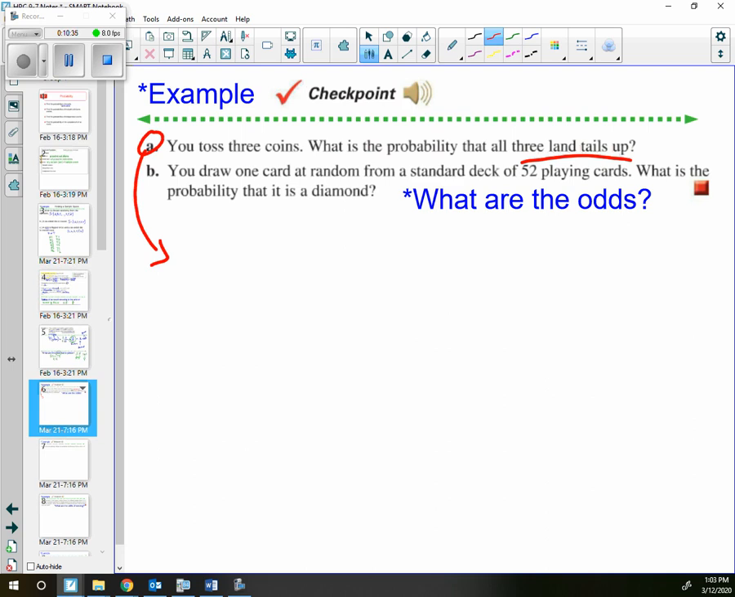So we look at the total number of ways, and we would say on the first toss, I have a 1 out of 2, second toss, and the third. That's probably the fastest way for a lot of people to do that. So the probability that would happen would be 1 out of 8.